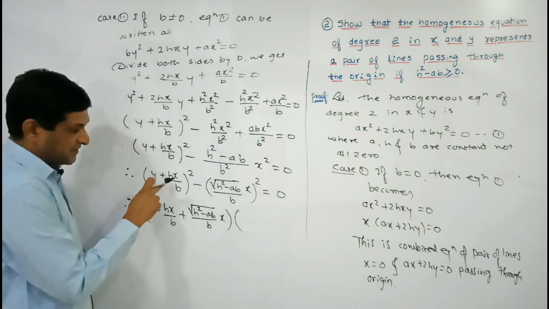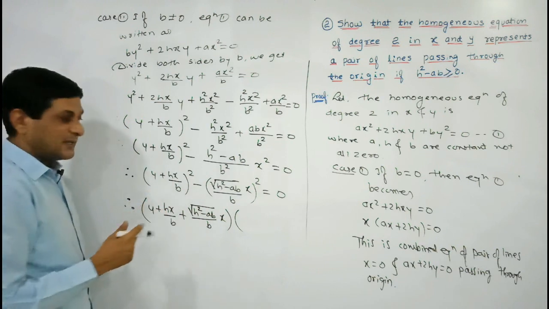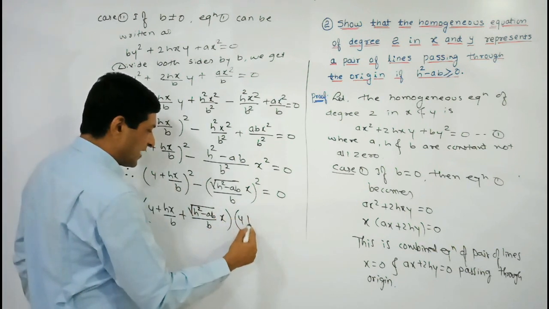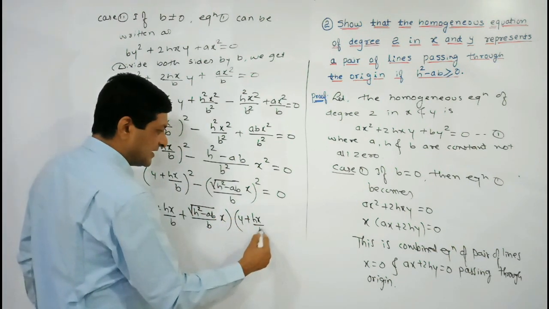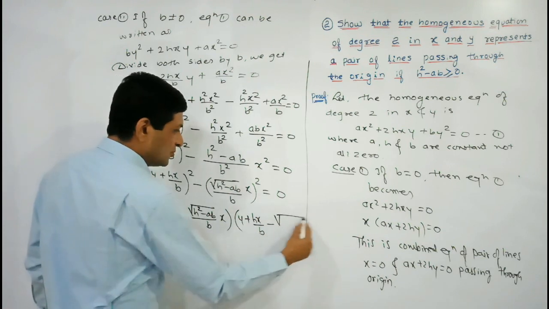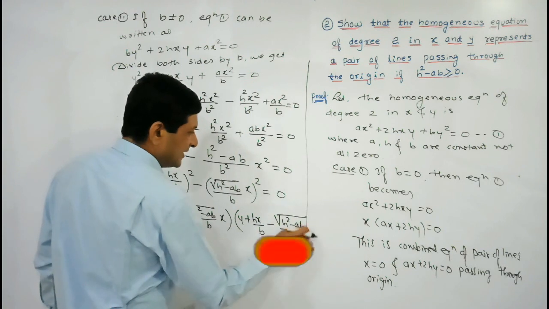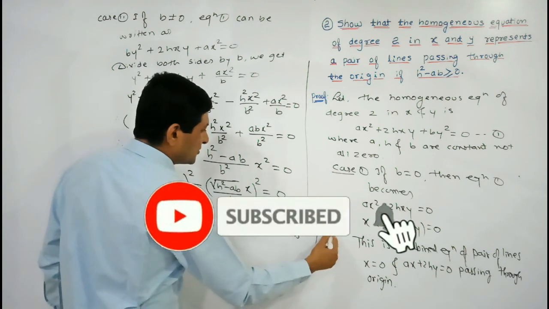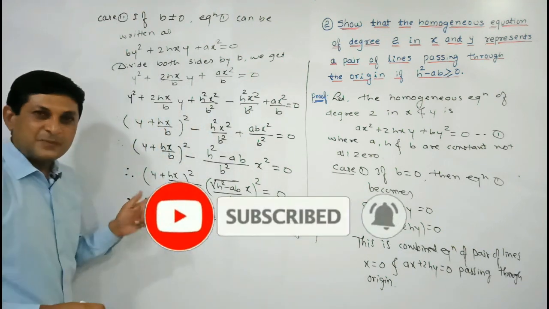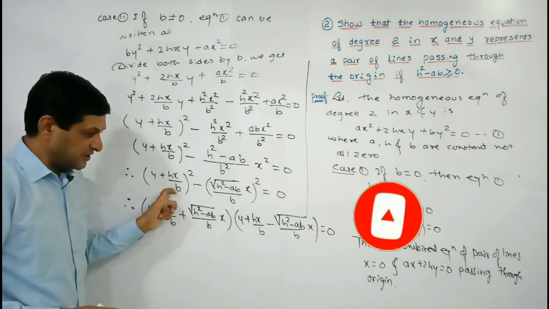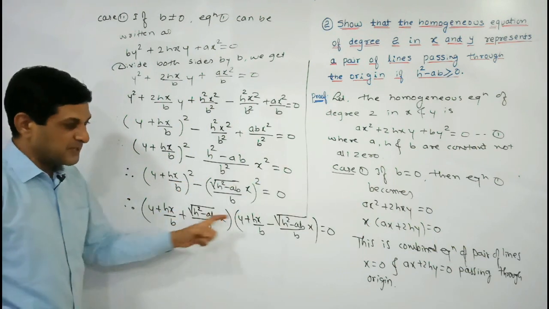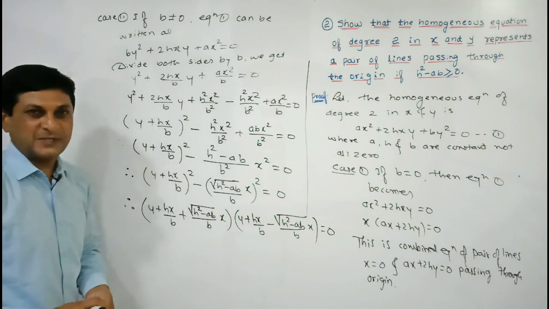Now we have written a plus b into a minus b. A is what here, y plus hx upon b minus under root h square minus ab upon b into x is equal to 0, keep it as it is. Now just simply we have got the factors of this expression, a square minus b square is equal to a plus b into a minus b.